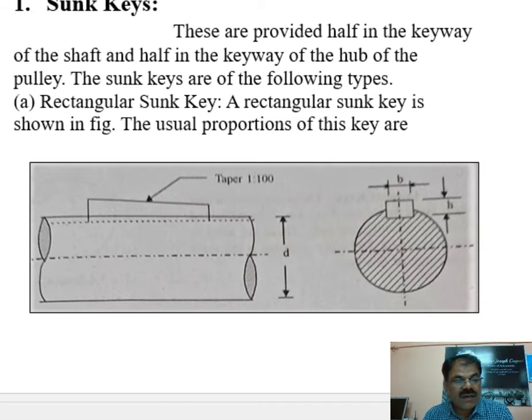So we will take number 1, sunk keys. These are provided half in the keyway of the shaft and half in the keyway of the hub of the pulley. The sunk keys are of the following types. What is a sunk key? It is fitted half in the keyway of the shaft and half in the keyway of the hub. Then the types. A, rectangular sunk key. A rectangular sunk key is as shown in the figure. Taper is 1:100. The usual proportions of the key are.